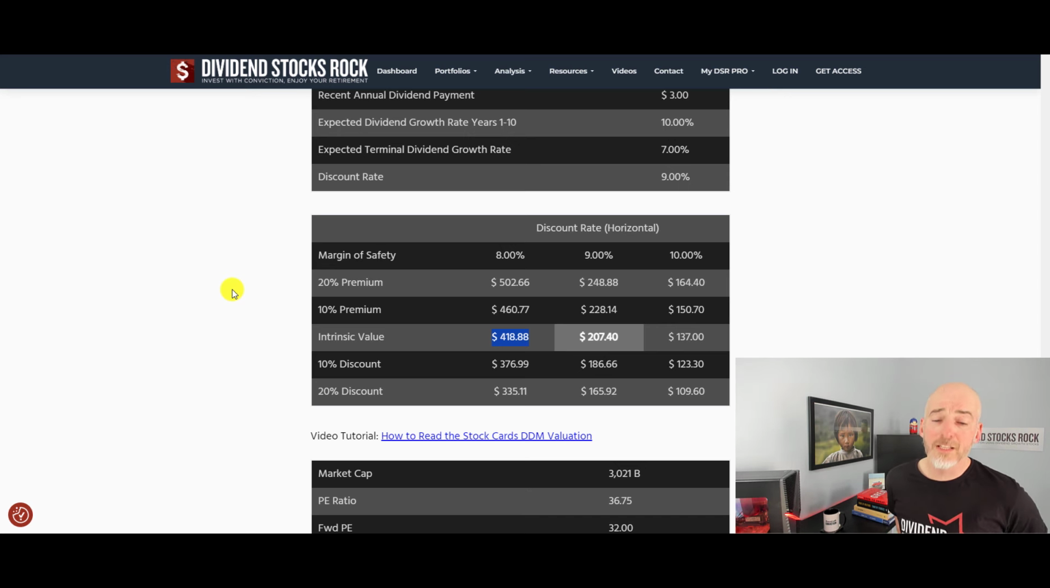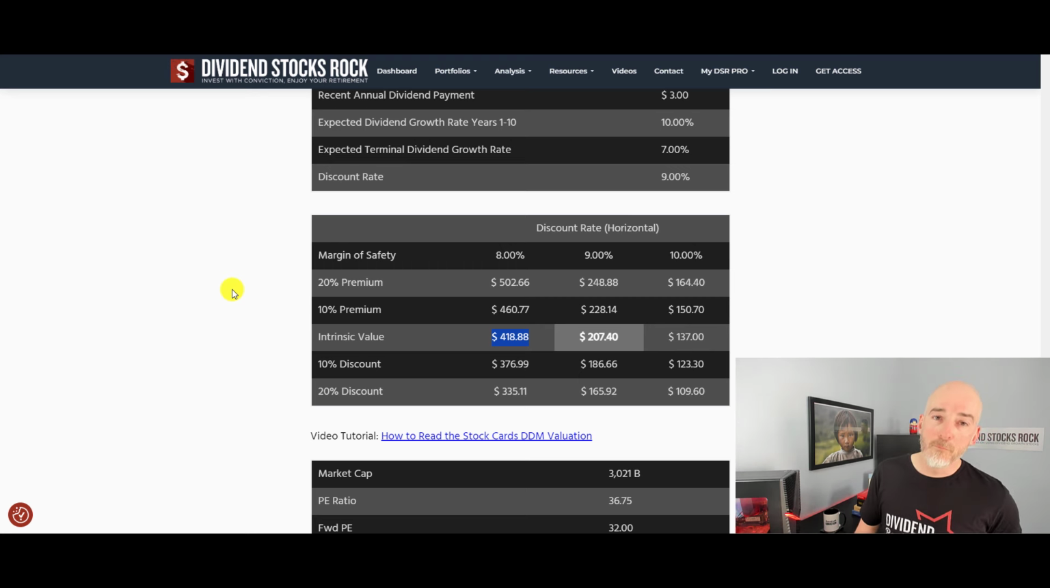I would definitely not buy a company just based on the fact that the DDM value is higher than what we see on the stock market, or sell one because it's lower. It's just a matter of assumption. So if you're wrong about the discount rate, if you're wrong about the dividend growth rate, then your calculation is completely wrong. So take that metric with a grain of salt.